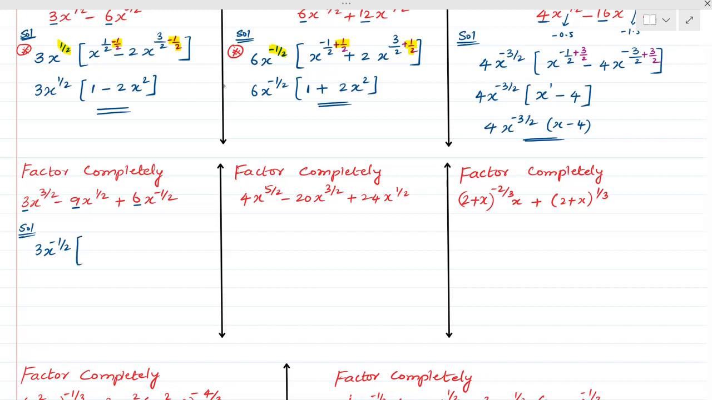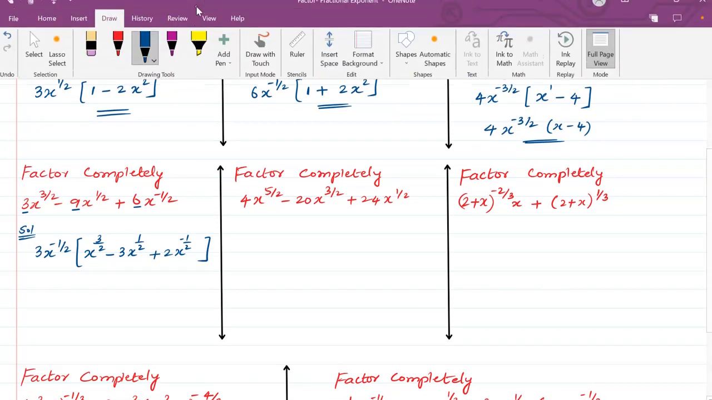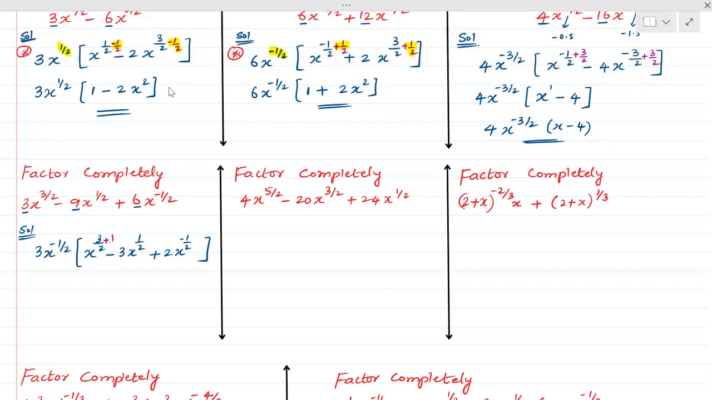Is it right? Inside, so what happened here? x to the power 3 over 2, I write it. Minus 3x to the power half plus 2 times x to the power minus half. So since I am taking minus half outside, I have to add plus half. Plus half, plus half, and then plus half. And this becomes 1. Minus and plus becomes 1. So what are the remaining? 3x to the power minus half. Here, 3 plus 1 is 4, 4 over 2, which is x squared, minus 3 times 2 over 2, which is x, plus 2.